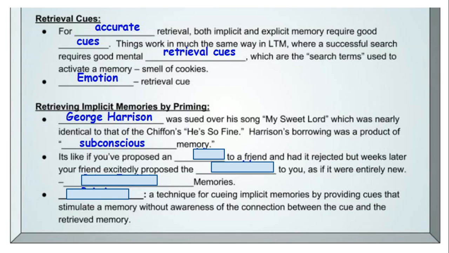It's like you have proposed an idea to a friend and had it rejected, but weeks later, your friend excitedly proposes the same idea to you as if it were entirely new. This is what we call a primed implicit memory. Priming is a technique for cueing implicit memories by providing cues to stimulate a memory without our awareness, because of the connections between the cue and the retrieved memory. So in a way, you could plant the idea in someone and use priming to pull that out. It's kind of tricky, but it does work.